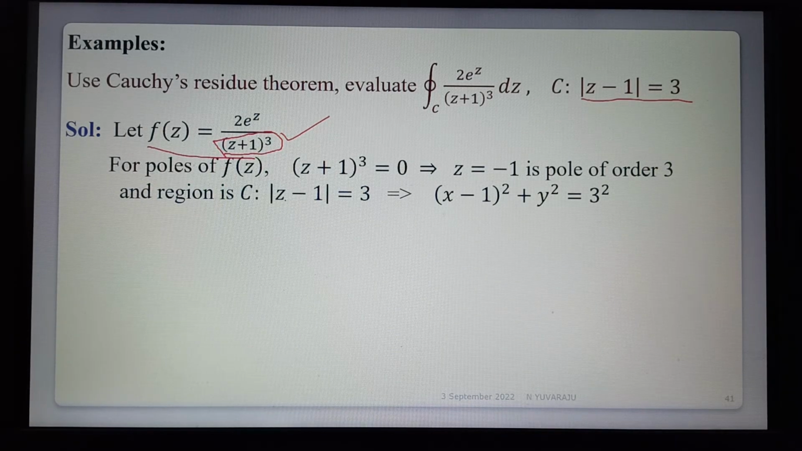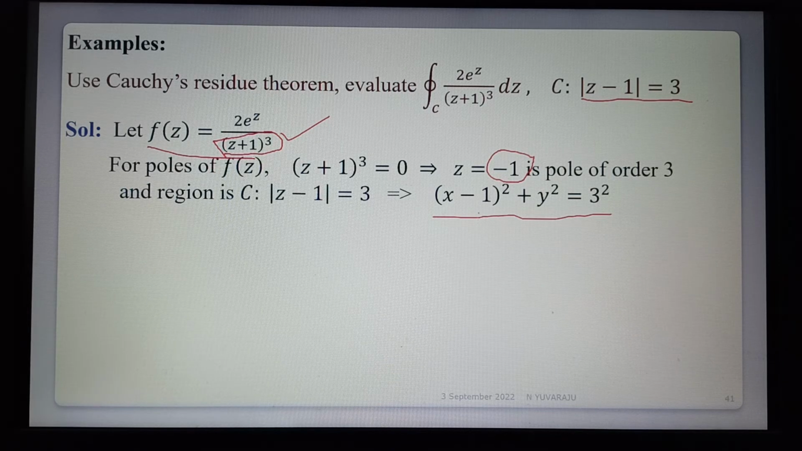The region is mod z minus 1 equal to 3, which implies the center is (1, 0) and radius 3. In this region, we now check whether the pole is inside or outside. The radius is 3, and the point is minus 1. Minus 1 must be inside the region. On the left side the radius reaches minus 2 and on the right side 4, and minus 1 is in the region. So there is only a single pole.